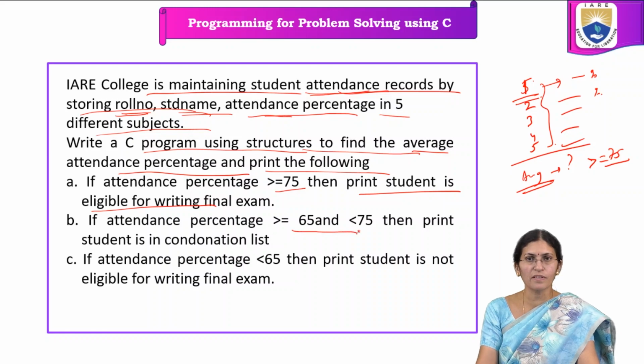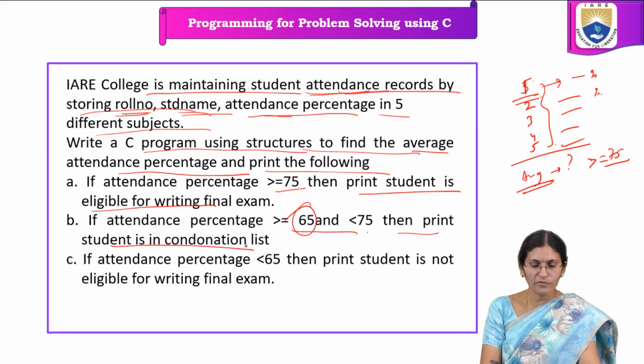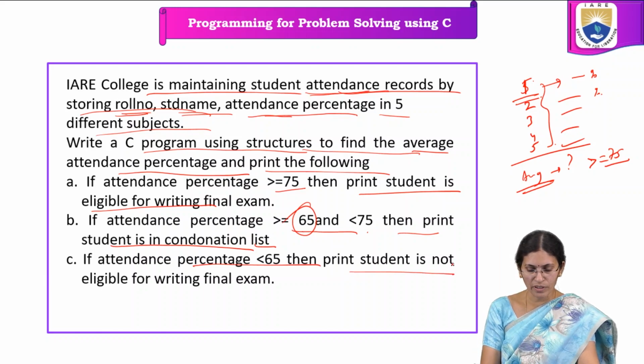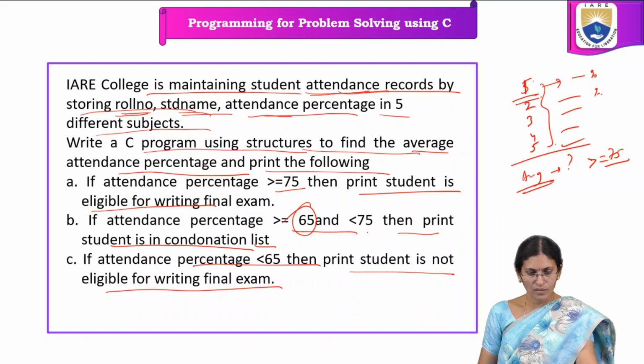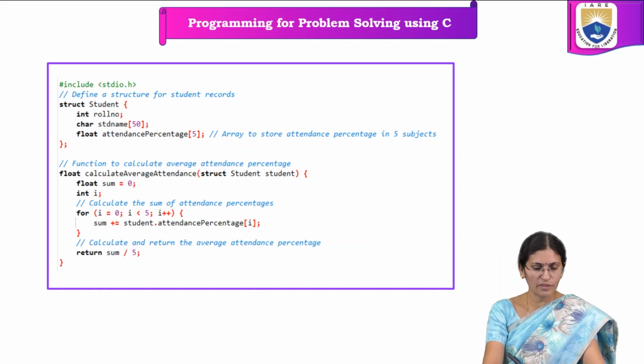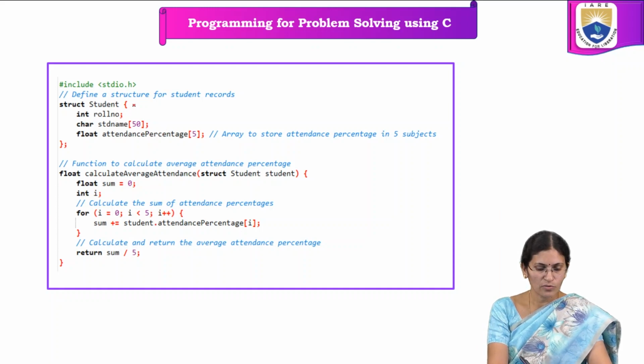If the attendance percentage is between 65 and 75, including 65, then we print that the student is in the condonation list. If the attendance percentage is less than 65, then we print that the student is not eligible for writing the final exam. This is also a simple program based on structures. First we need to define a structure here: struct student, the name of the structure is student.